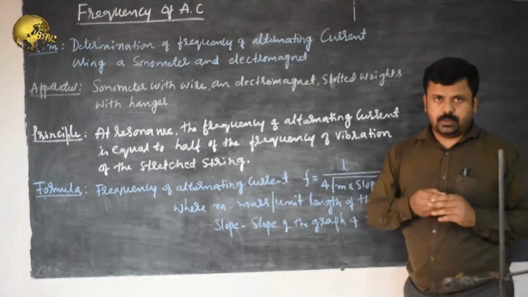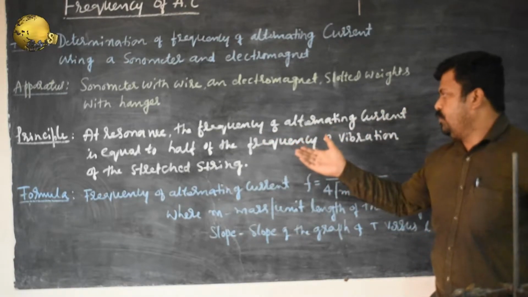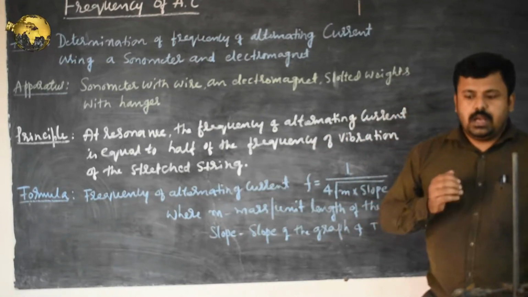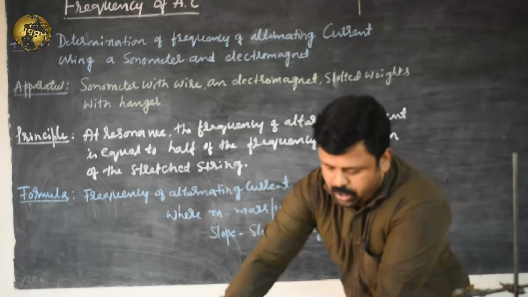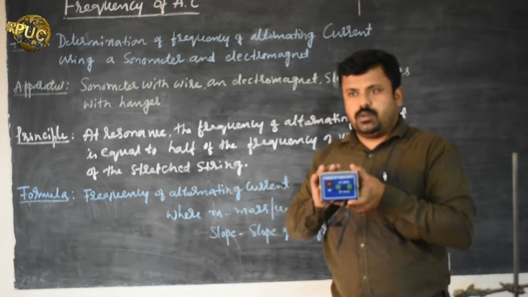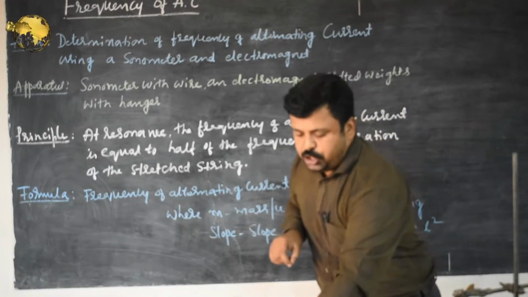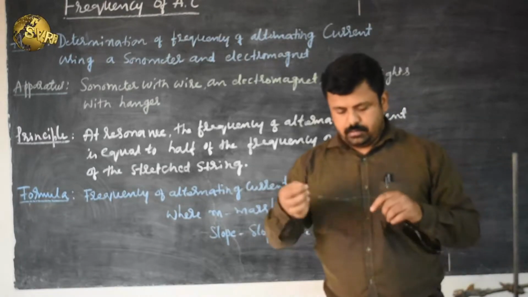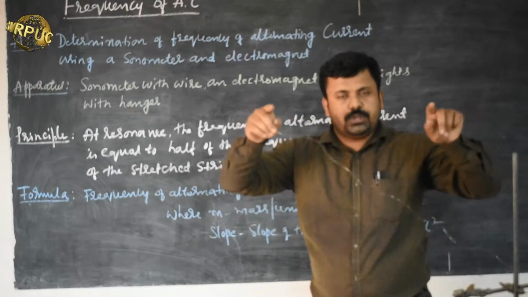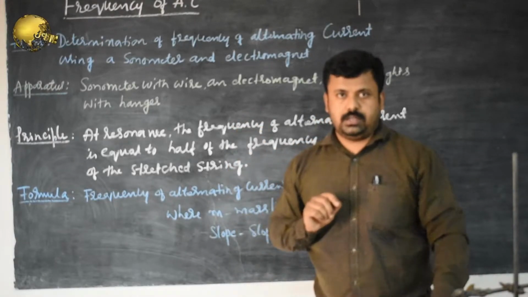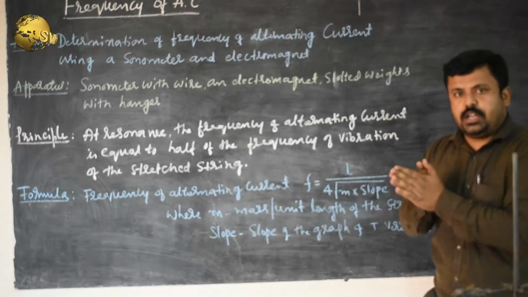Let's move on to the principle. At resonance, the frequency of alternating current is equal to half of the frequency of vibration of the stretched string. I would like to put it in my own words: resonance means we apply a frequency to the stretched string using this AC source. When this frequency is equal to the natural frequency of the stretched string, the string is going to oscillate with maximum amplitude. You can see a loop formed in the stretched string at resonance. So the principle used in this experiment is resonance. The applied frequency is equal to the natural frequency.